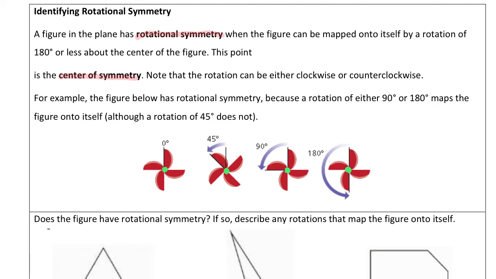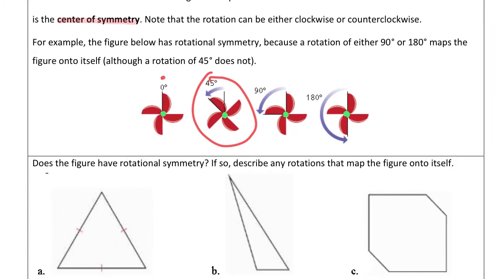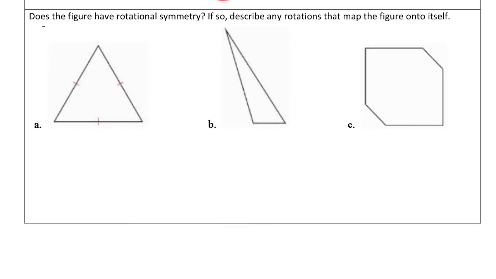It doesn't matter. But the figure below here, it has rotational symmetry because I can rotate it 90 degrees and it maps it onto itself. So it just shows 45 degrees, doesn't really do that. It's got to be in this position, this original position, and have the blades showing the same direction. So if I rotate it 90 degrees, it is back to its original position. So I'm going to use this last example to show you some examples of rotational symmetry.